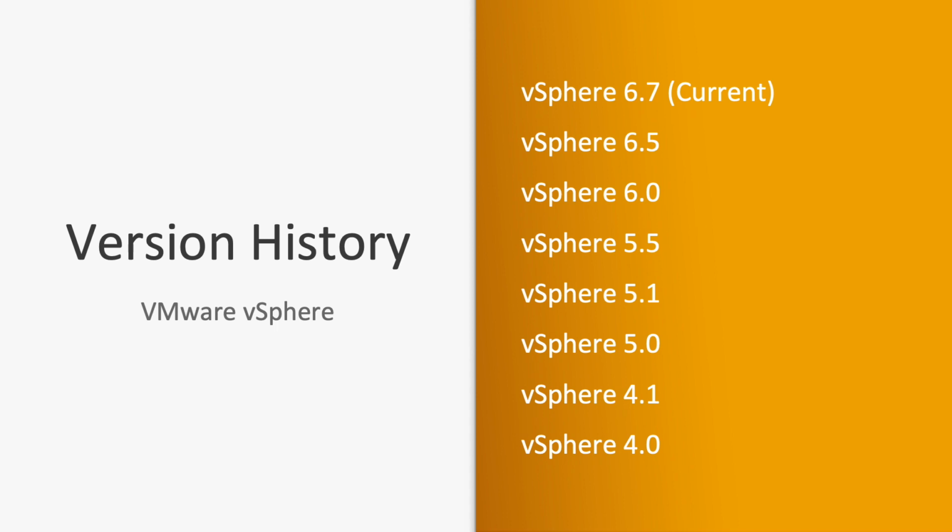We'll look at the version history. As of now, in the market, the latest version of vSphere is 6.7. Before that, we had 6.5, 6.0, 5.5, 5.1, 5.0, 4.1 and 4.0.